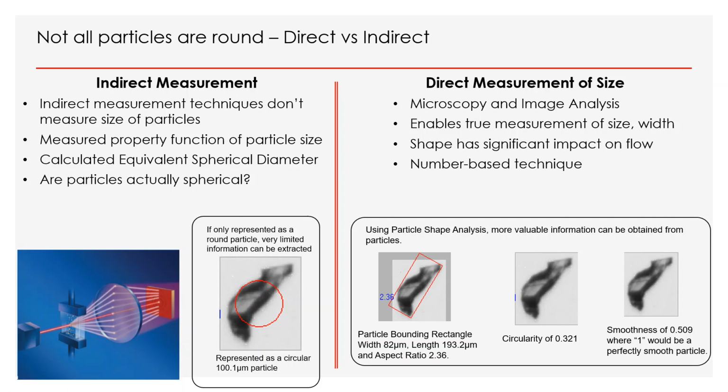whereas direct measurement techniques will take the actual image of the particle, and it will give you 32 different shape measurements. It'll give you size. It'll tell you it's a 100 micron particle, but it would also give you a very varied amount of different shape measures, such as circularity, smoothness, aspect ratio, opacity. So you get much more information. This is very practical when your particles are not all necessarily round.